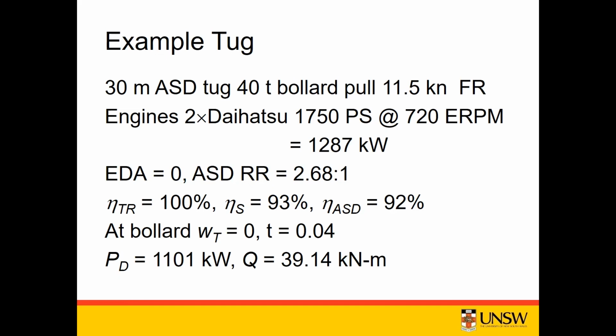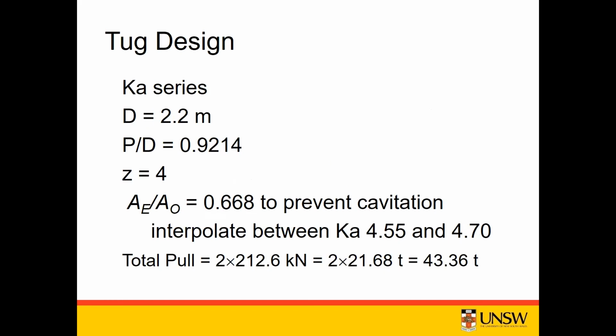At the bollard, we took the tail wake fraction to be 0 and the thrust deduction fraction to be 0.04, resulting in a delivered power of 1101 kilowatts and a torque of 39.14 kilonewton meters. We designed the propeller, and it turned out that the best one was 2.2 meters with a pitch ratio of 0.92, 4 blades, and blade area ratio of 0.668 to prevent cavitation.